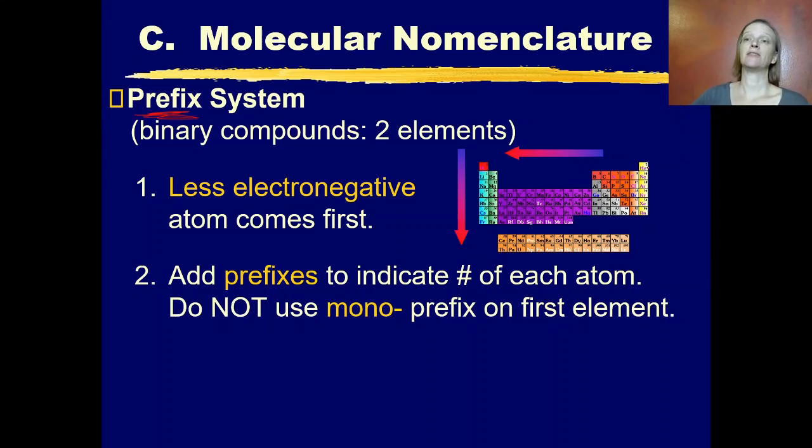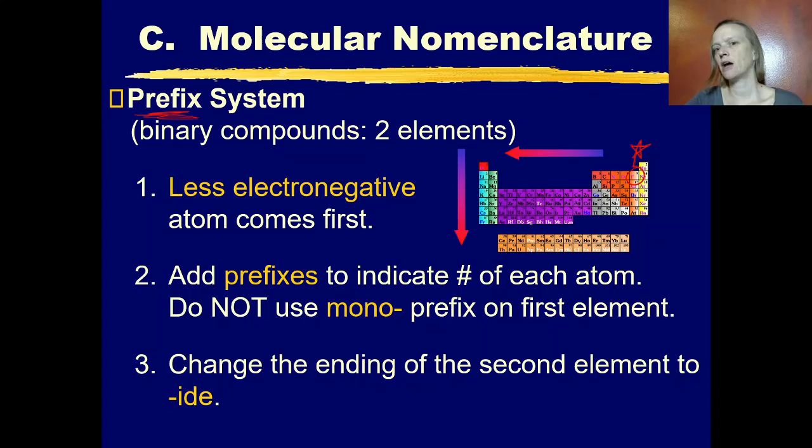And remember, electronegativity decreases as we move left and down. Fluorine is the most electronegative, and the further we move away from fluorine, the less electronegative the atom is. We're then going to use prefixes to indicate the number of atoms of each type that we have. There is a prefix to represent just 1 atom. That prefix is mono, and we never use that prefix on the first element, but we do use it on the second element if it's relevant to the compound.